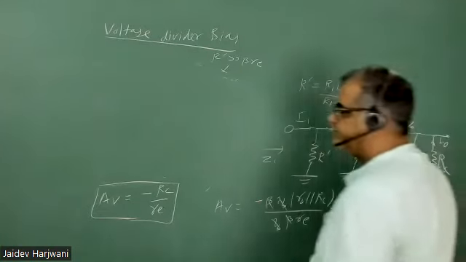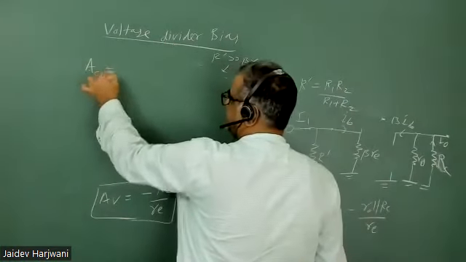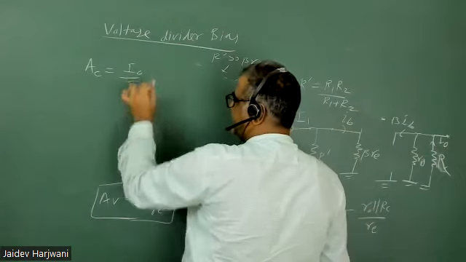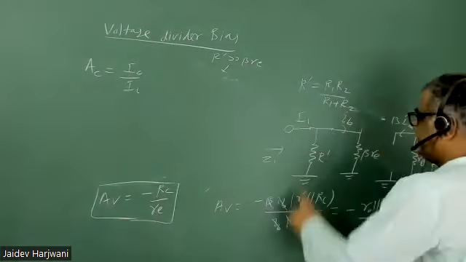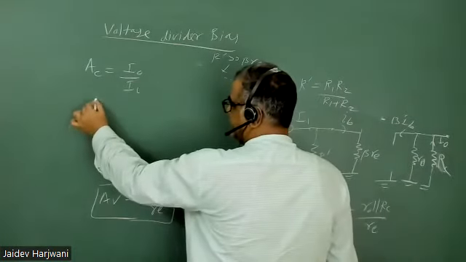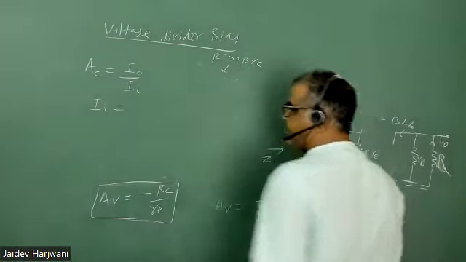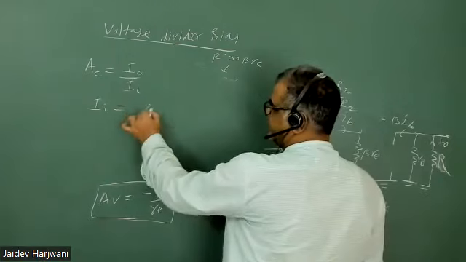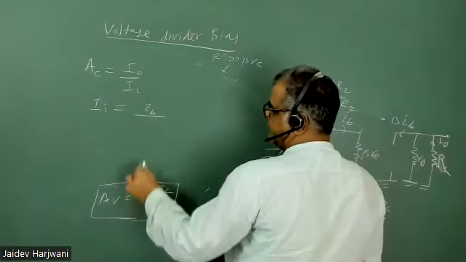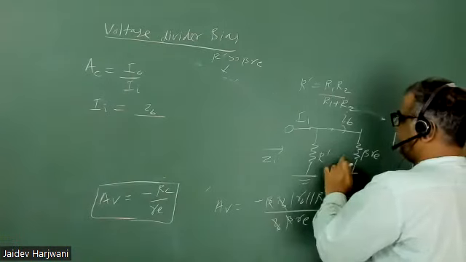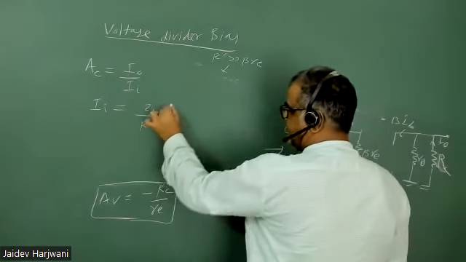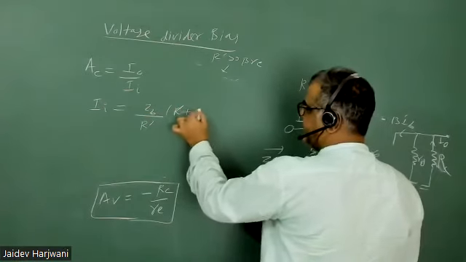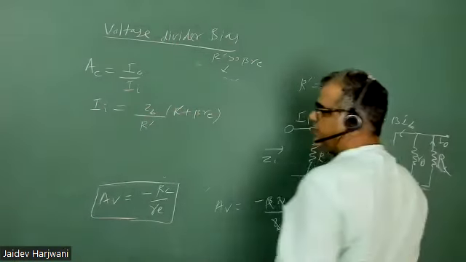Now you want gain, AI, or current gain, and it is I naught upon I input, okay. And I input, you know what is I input? How much will I input be, tell me, we calculated it yesterday. Total current, total resistance, okay, IB. So it will be IB upon what? Tell me, R dash and R dash plus beta RE. Can I write like this? I input.